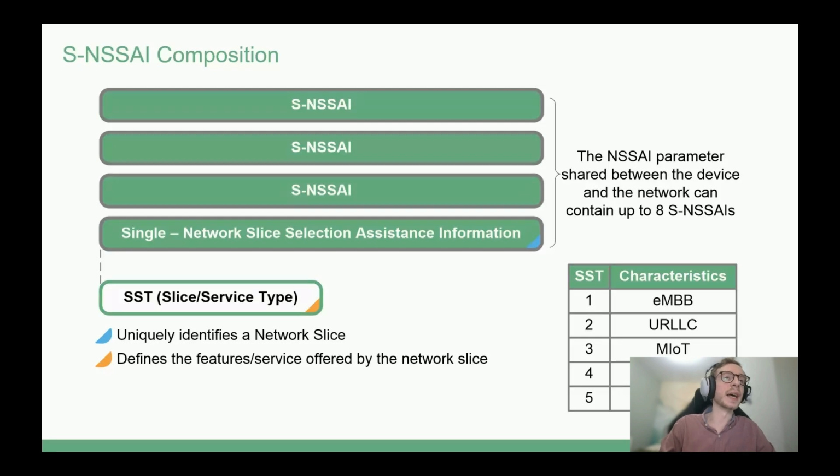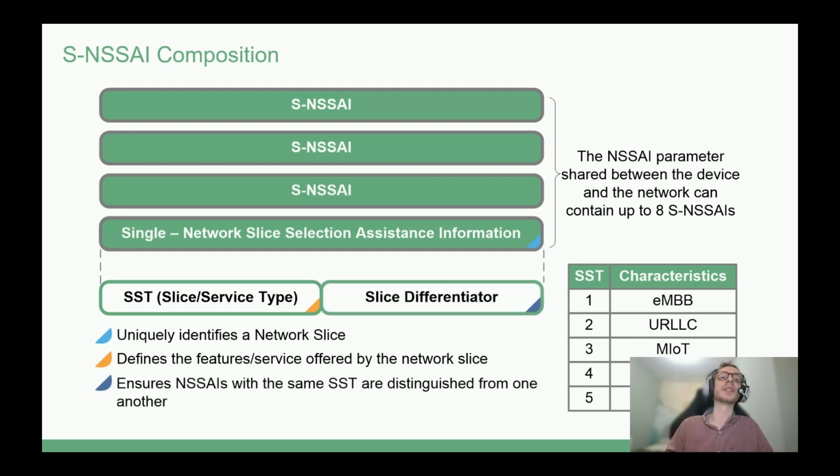So we could specify here that this NSSAI has the SST value of 1, meaning that it is an enhanced mobile broadband specific slice. And in addition to that, we also have something called a slice differentiator. Now, the slice differentiator ensures that if we have multiple NSSAIs with the same SST, the slice differentiator will be different, so we can identify this for a different network slice.